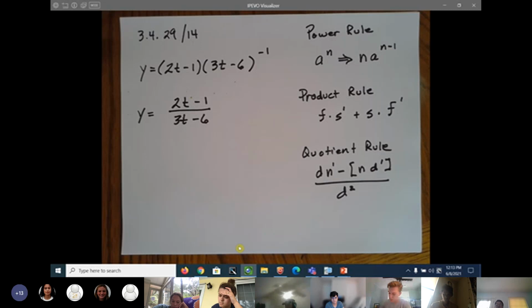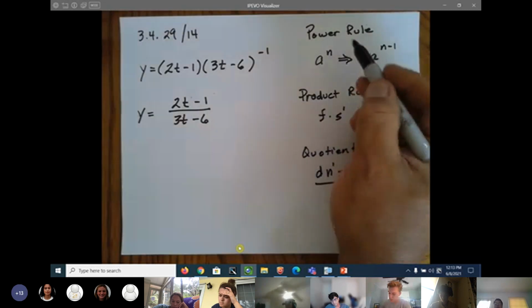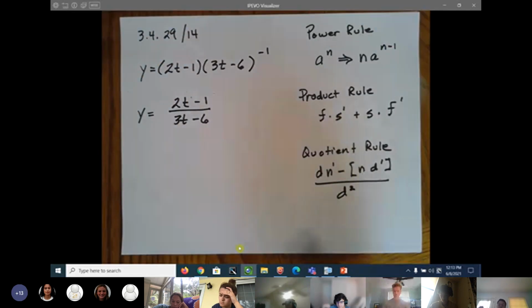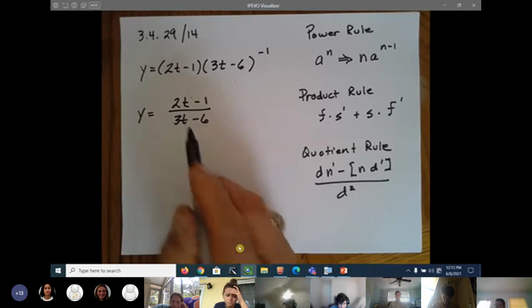What about the constant rule? Well, the constant rule is the power rule. You just put your variable to the 0 power. I'm not going to show you the constant rule because if you did it the way I showed you, you see that the constant cancels out. All right, so here we go.